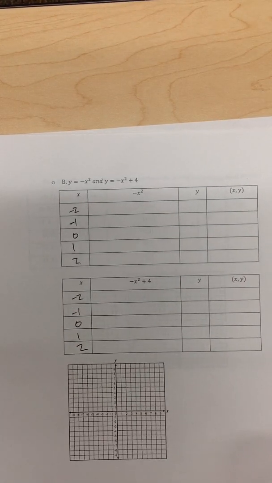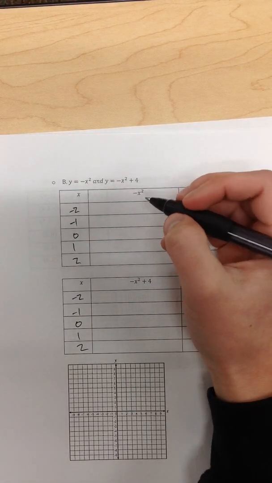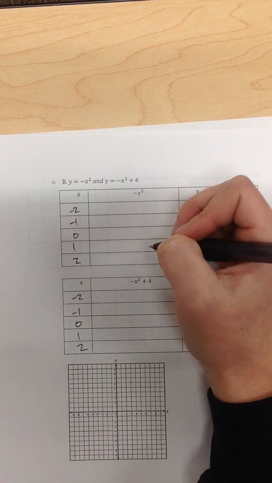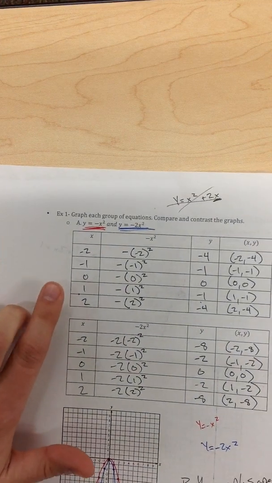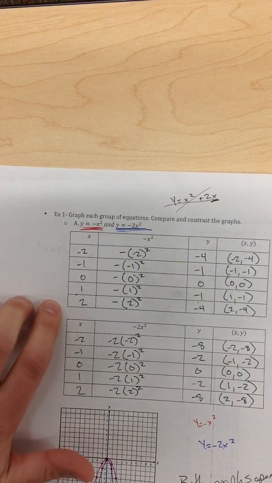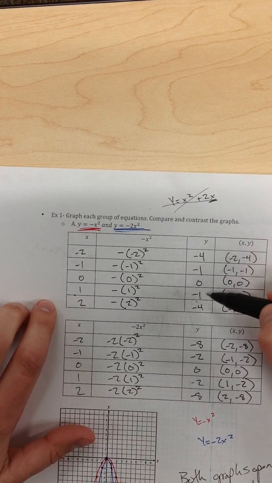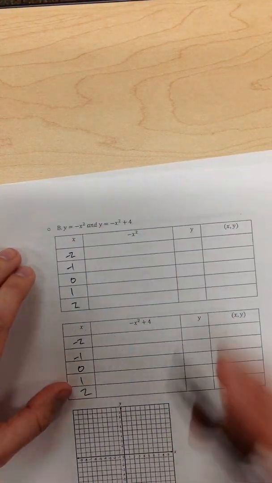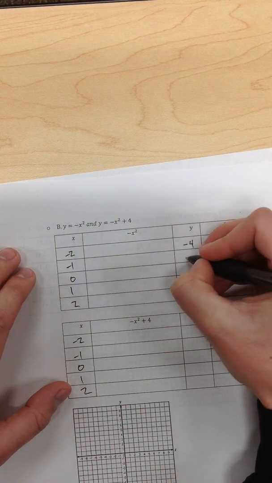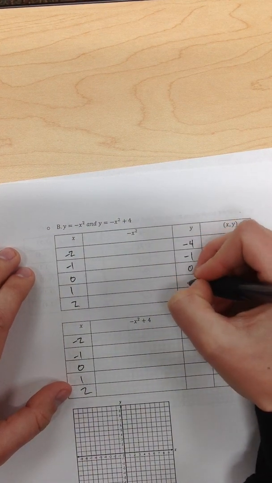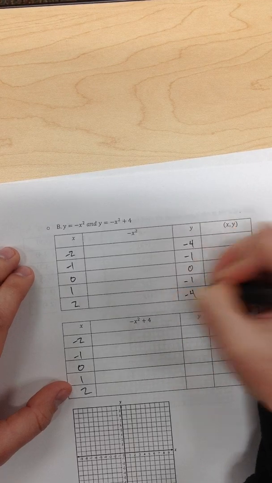Alright, so we're going to do our plugging in again. Actually, this one, I think this is the same exact one we had before, isn't it? Yeah, this is actually the same exact one we had for this first one here. So really I'm just going to take those points and copy them down. So I'm going to go -4, -1, 0, -1, -4.